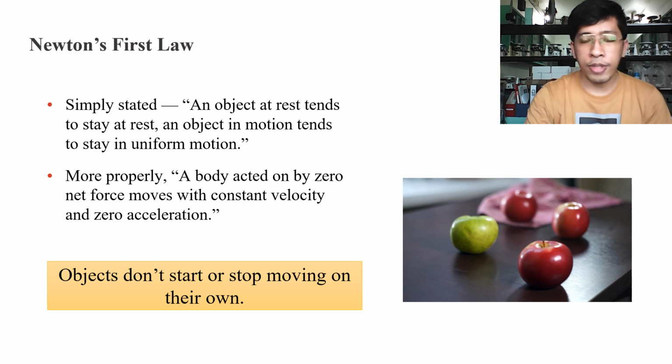Like say for example here, we have these apples on the table, and these apples are at rest or not in motion. And the only way that these apples will move is when an external force, such as, for example, a person, or let's say an earthquake, will move these apples. Otherwise, if there is none, these apples will stay in their position forever and ever.